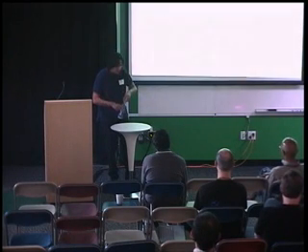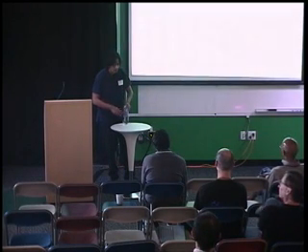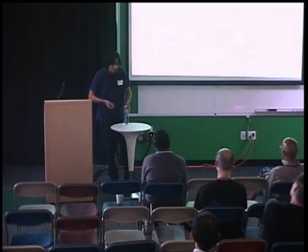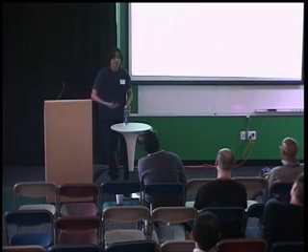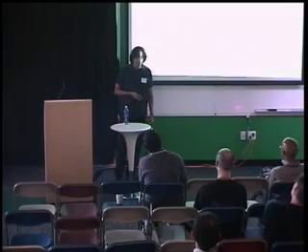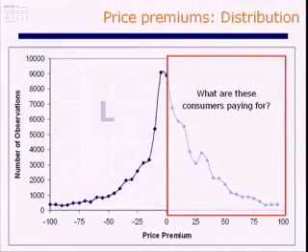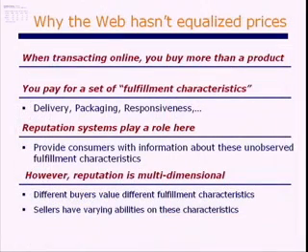Although I do believe that these products are generally listed. There's sometimes a featured seller, but these products are generally listed in ascending order of price. So that makes it even more surprising, because the lowest price guy is going to be on top. All right, so our conjecture here is that when you transact online, you buy more than a product.